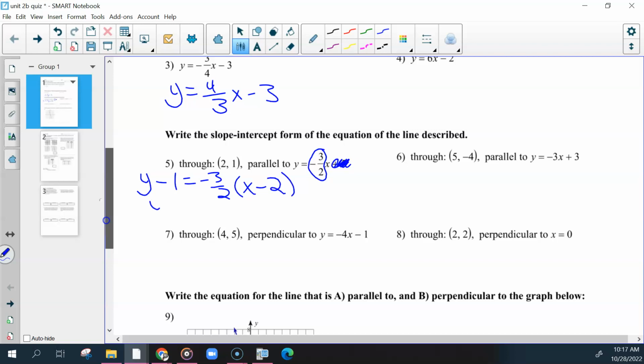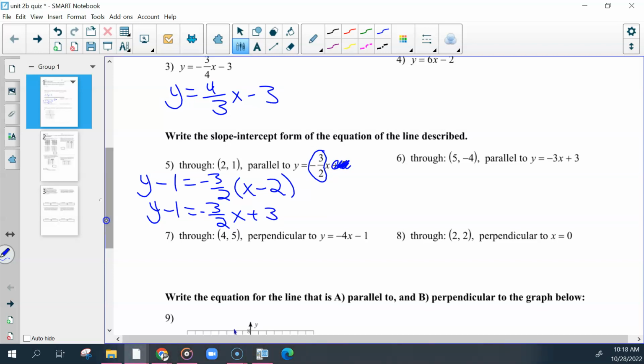Distribute, and you can use your calculator to help you with that. Double check your math for negatives and numbers and things like that. And then add 1 to both sides. So y equals negative 3 over 2x plus 4 would be your final answer.